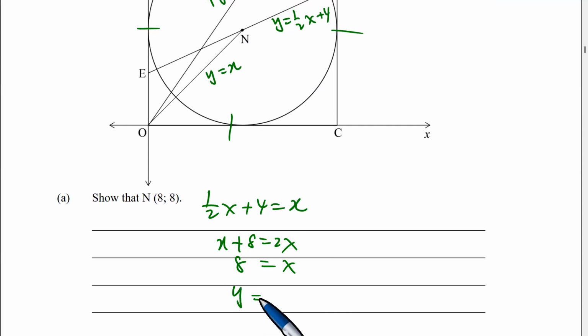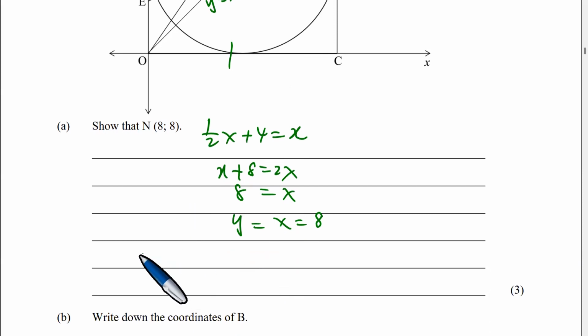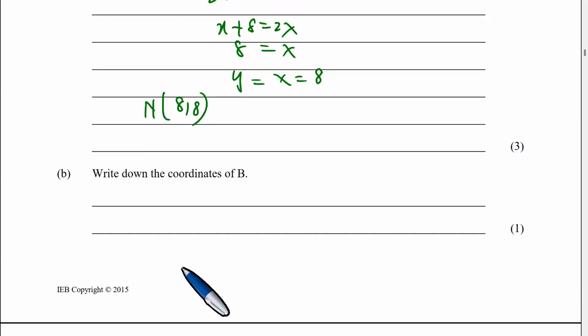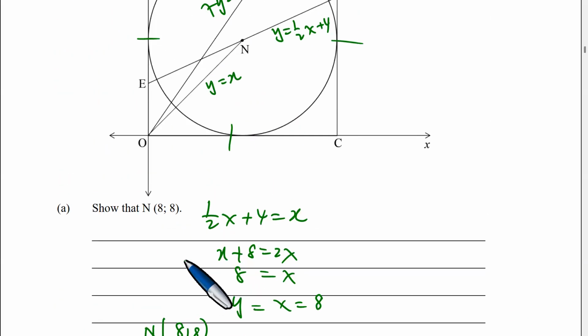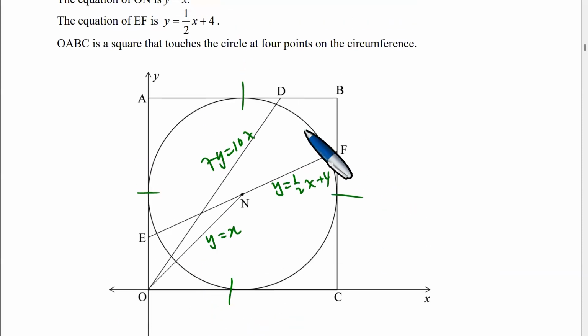When x equals 8, use the other equation, which is y equals x, and x is 8. What are the coordinates of the point N? The coordinates of the point N are exactly 8 and 8. Write down the coordinates of the point B. Right, so now we need to find the coordinates of the point B.